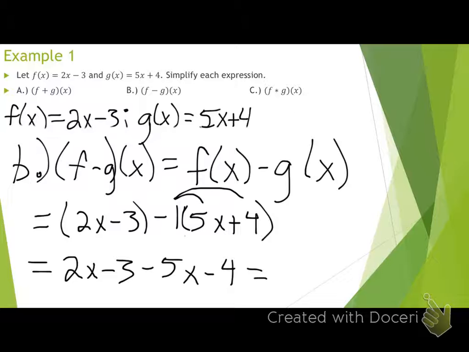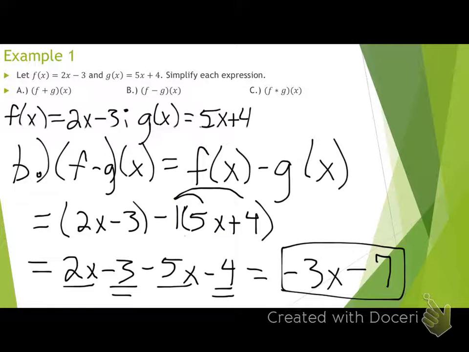Give me a set of like terms. Negative 3 minus 5. Oh, that's 5x, never mind, I was lying. 2x and negative 5x. What do I get when I combine those? 2x minus 5x. Negative 3x. Everyone with me on that? It's another set of like terms. Negative 3 and negative 4. What do I get when I combine those? Negative 3 minus 4. Negative 7. So, f minus g of x, in this case, is negative 3x minus 7.